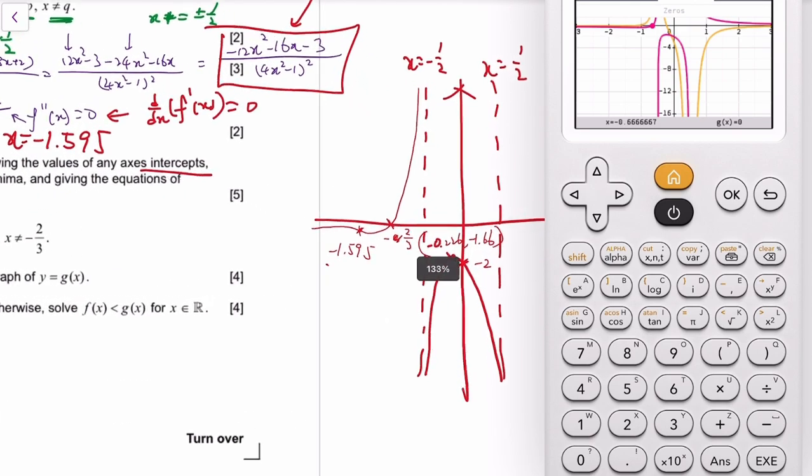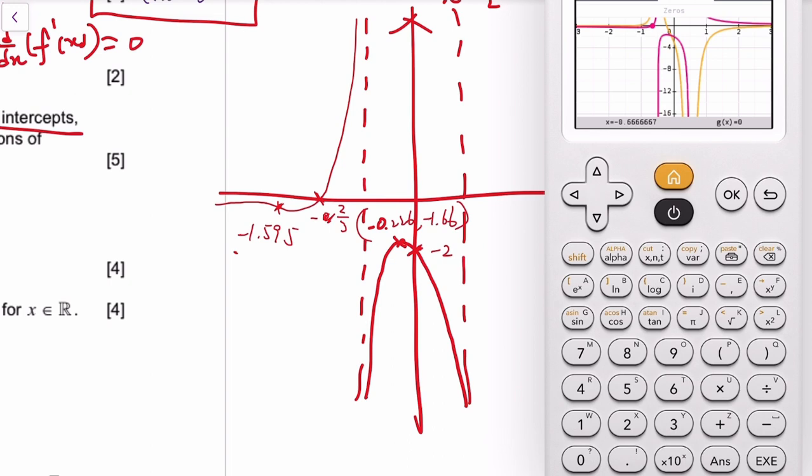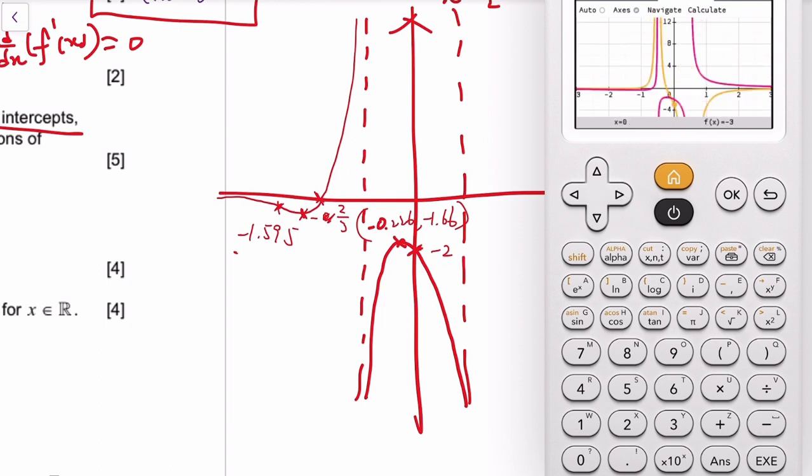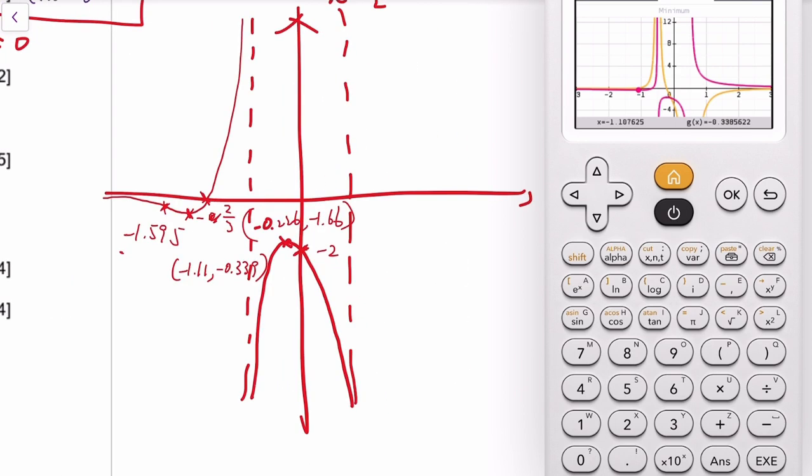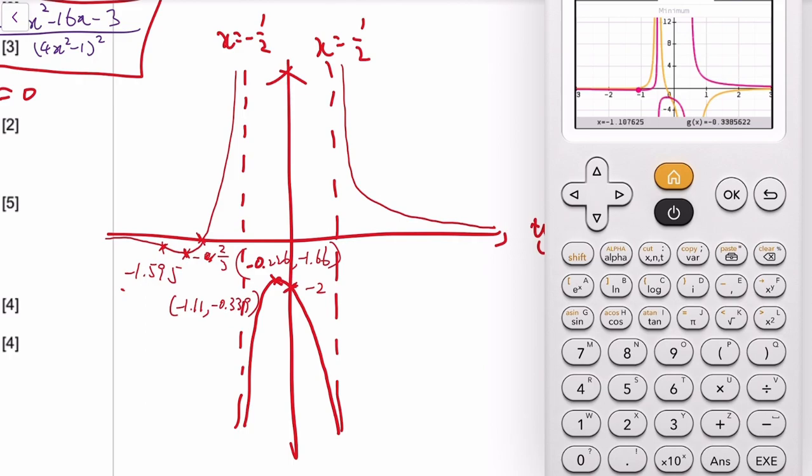So I have the x-intercept, I have the maximum, I have the y-intercept. There should be a minimum, right? This is asymptote, this part here. So there should be a minimum about here. So let's find that. Okay, fine, minimum. It is given as negative 1.11, negative 0.339. Okay, and then the other side, this should just go down to the asymptote, so no maximum, no minimum on that side. That would be my sketch. Okay.